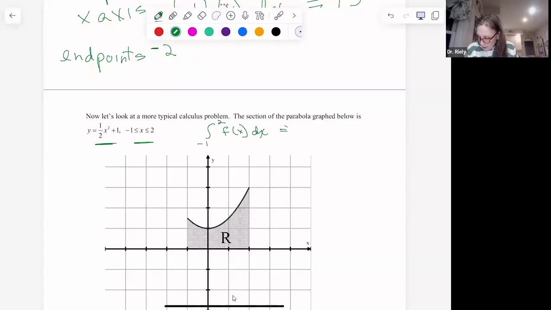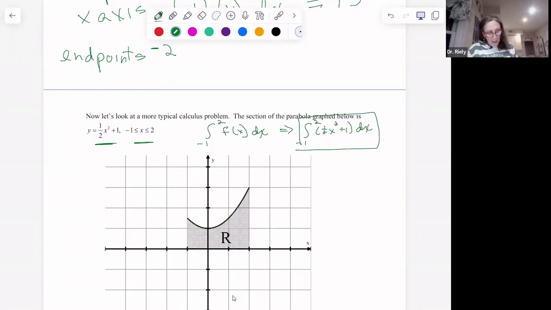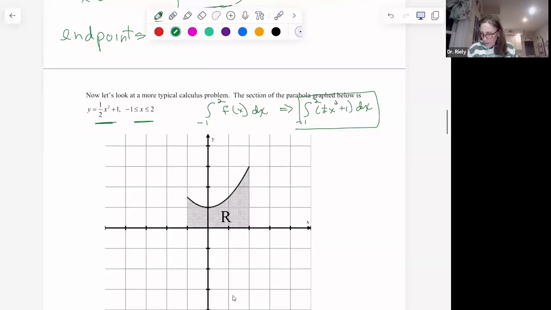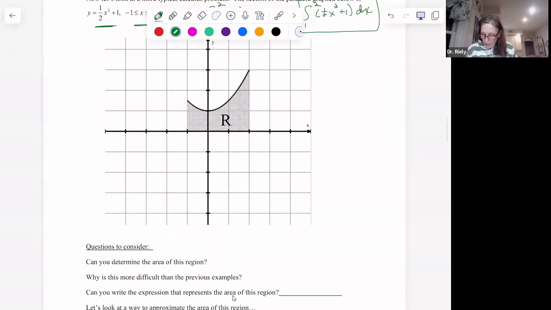Then if I want to be more precise, have the same exact endpoints, but now let's write it as 1/2 x squared plus 1. I tend to put it in parentheses if it's more than one term, and then you're going to have dx. So this is really a calculus expression. And I know looking at that, because the parabola is curved, I will not be getting a nice clean answer. So you say, okay, based on the other ones, can you determine the area of this region? And you can say no.